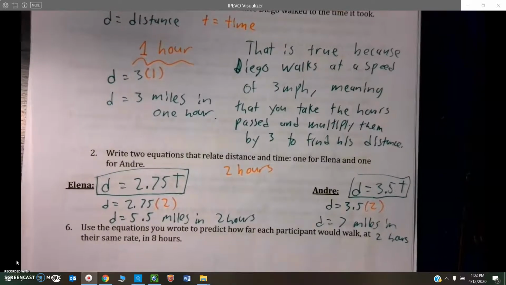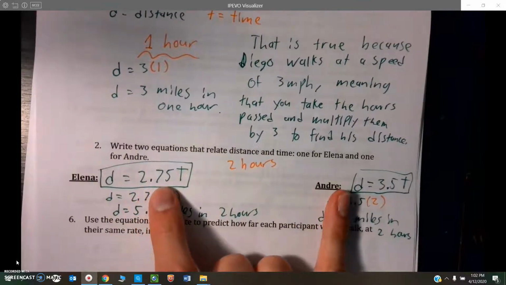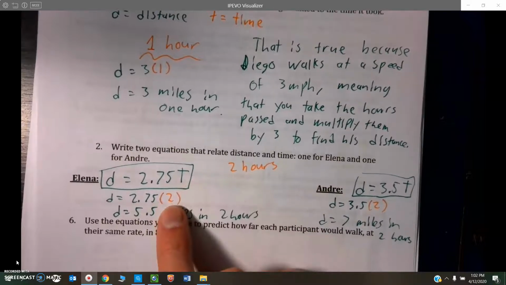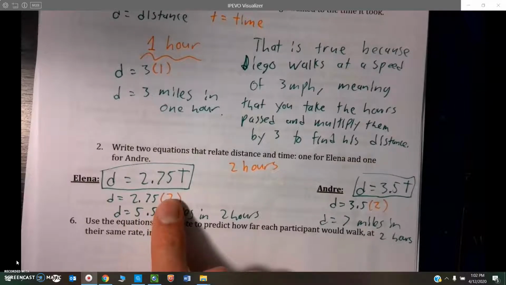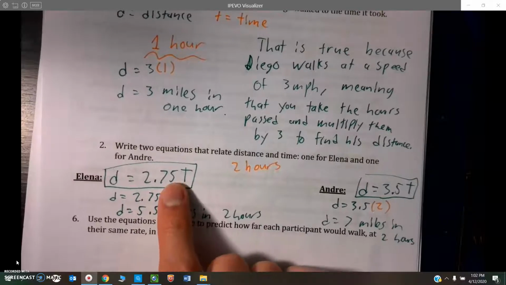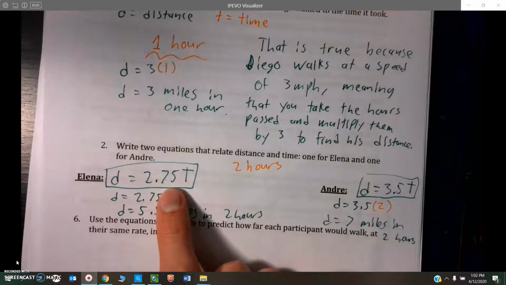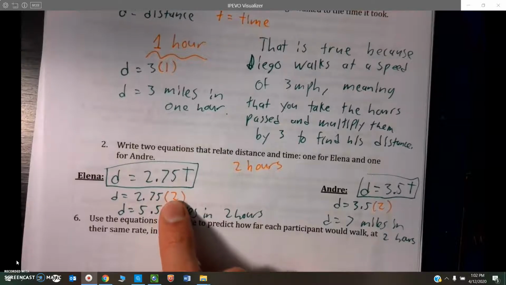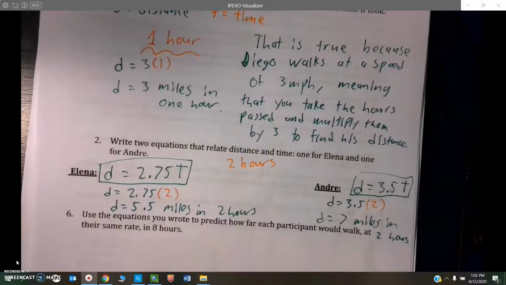So once again, that's the cool thing about these algebraic expressions: you can represent real-world situations by using these equations, and then all you have to do is plug in the variable, and it will give you the answer. So how far did Elena walk in 2 hours? Plug that in. I know she goes 2.75 miles per hour. Turn the hours into 2 and multiply, and I get her distance in 2 hours. If I wanted to find out how far she walked in 5 hours, all I would have to do is substitute in 5 for my variable, and I'd get my answer.